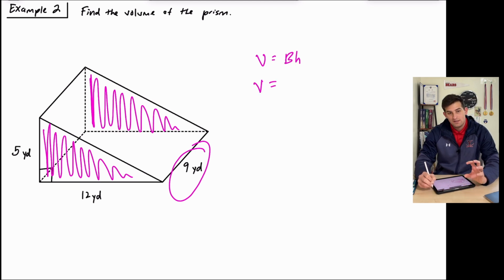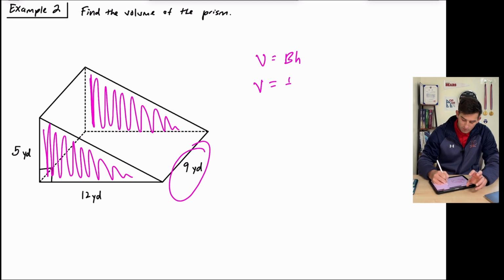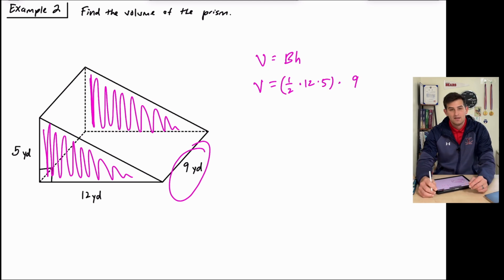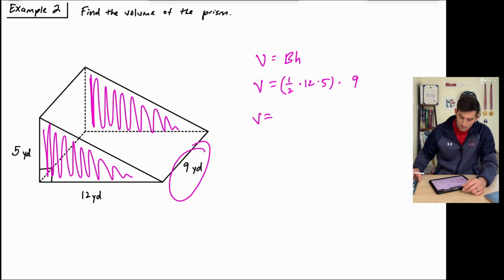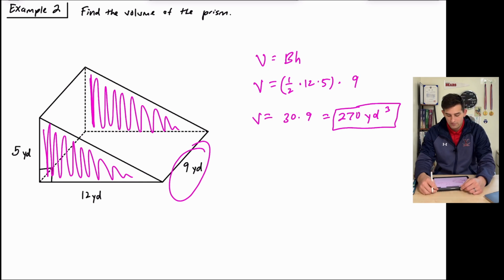Once again, the base shape is a triangle, and that would be 1/2 times the base of the triangle times the height of the triangle. And then we're going to multiply that by the height of the entire prism. All right, so we do 12 times 5, that would be 60. And half of 60 is 30, and then 30 times 9 would be 270. So for the triangular prism, we would have a volume of 270 cubic yards. And that's how you can find the volume of a prism.